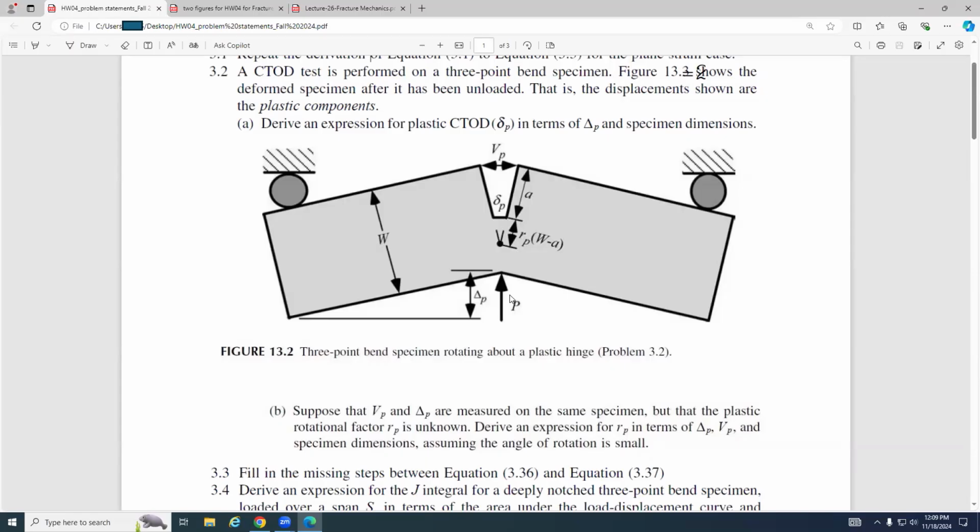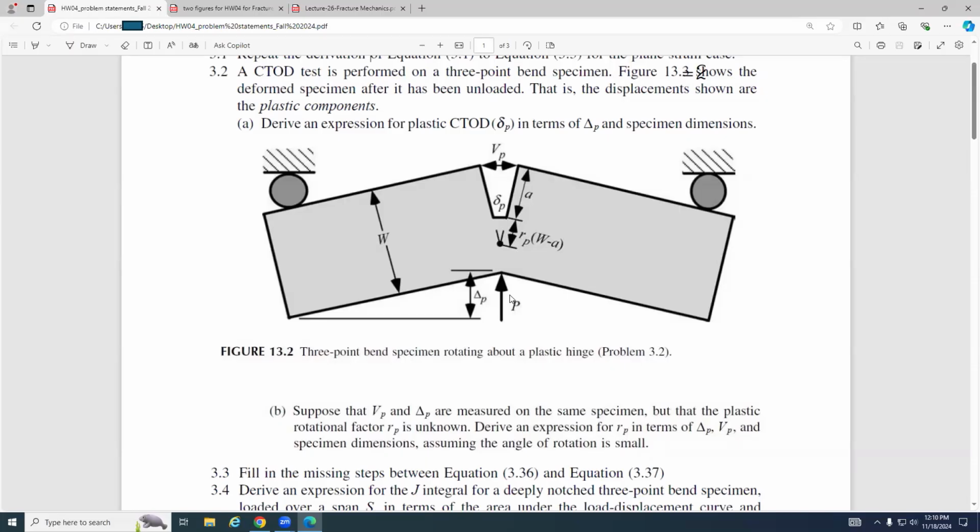So delta P over 2W equals half of VP over this triangle's hypotenuse. Why is it half? Because we use the vertical line to divide this area equally, so this is half of VP divided by this hypotenuse. This hypotenuse equals A plus RP multiplied by W minus A, and W minus A is B.